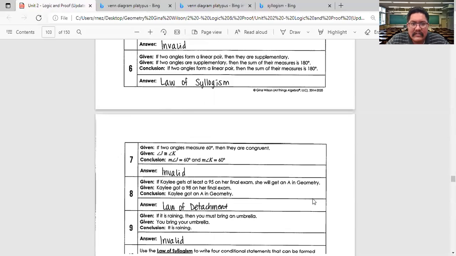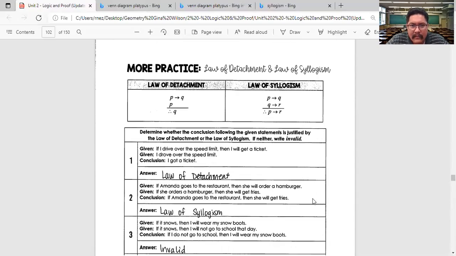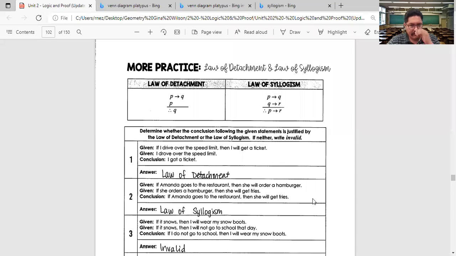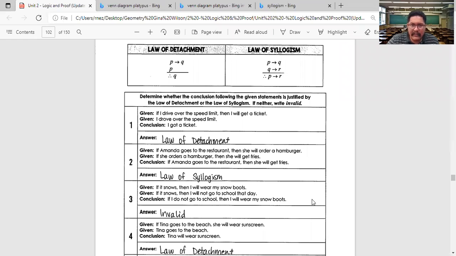I'm going to scroll down just to see. Okay, so for this one, we have 2 pages. And I'm going to try to leave this one up here so that we can still reference it as we go through at least these first 4, then we'll go down to the next one.